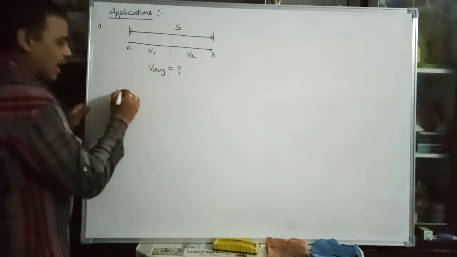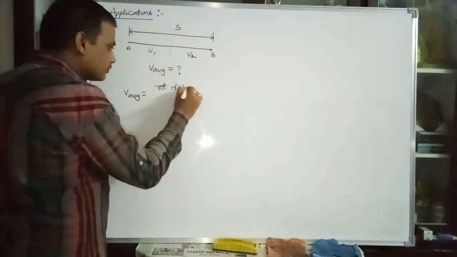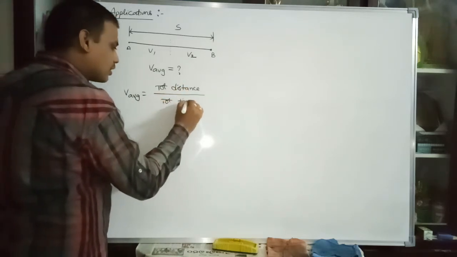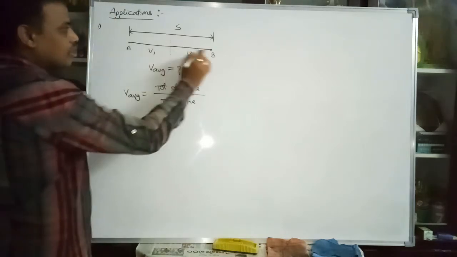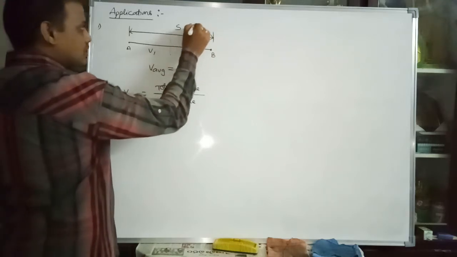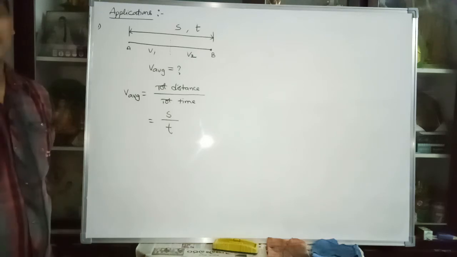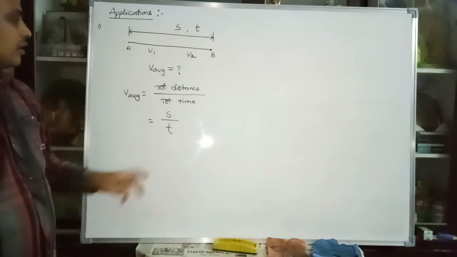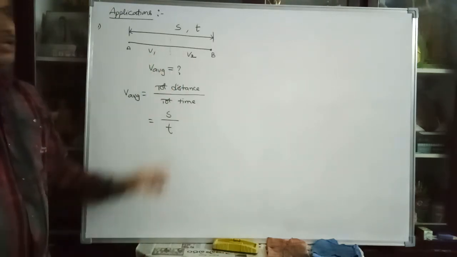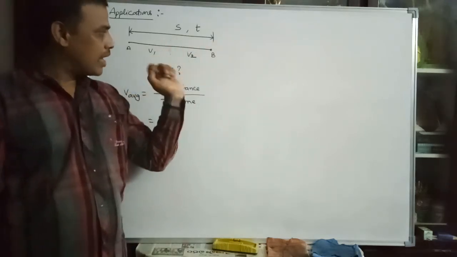The basic definition of average speed is total distance by total time. Taking the total distance as S, I am assuming this distance is covered in time t. So average speed is S by t. But according to the data, t is not given. Only the speeds v1 and v2 are given. v1 is the speed for the first half of the distance, and v2 is the speed for the remaining half.